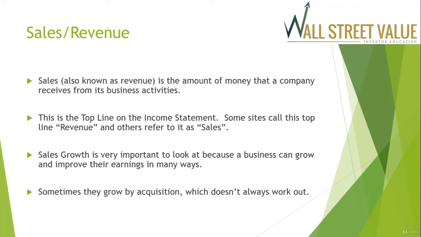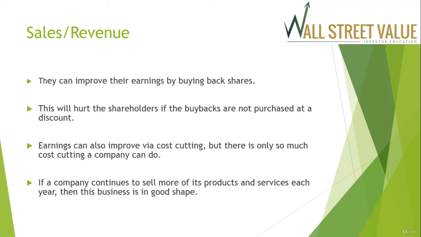Sales growth is very important to look at because a business can grow and improve their earnings in a couple ways. They can improve earnings by growing the company through acquisition. That doesn't always work out. They can improve their earnings by buying back shares, and this will hurt the shareholders if buybacks are not purchased at a discount, and we go through this in much greater detail in the value investing and options trading course. Earnings can also improve via cost cutting, but there's only so much cost cutting a company can do. If a company continues to sell more of its products and services each year, then the business is in good shape.